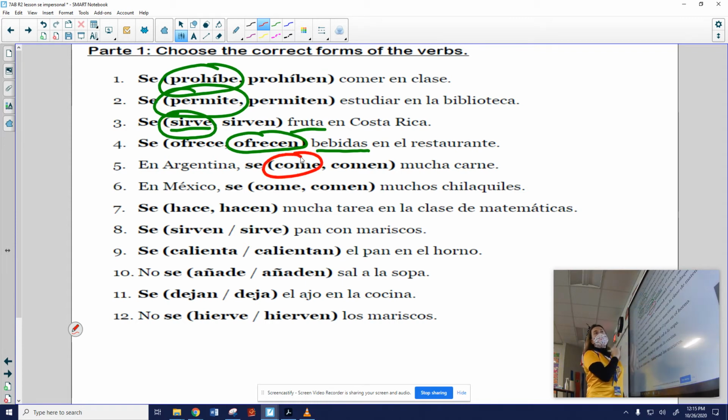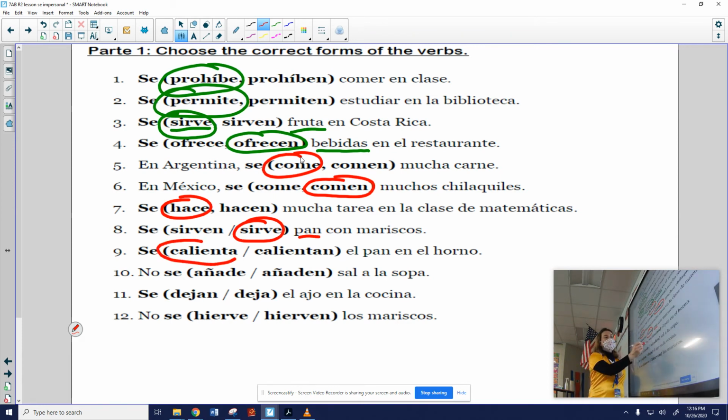Se come mucha carne. They eat a lot of meat. Se comen muchos chilaquiles. This is a common dish in Mexico. They use day-old tortillas. It's kind of like an enchilada type thing. As far as I know, I haven't eaten them much. Se hace mucha tarea. They do a lot of homework. Se sirve pan, because pan is singular. Bread is served with seafood. Seafood is plural, but don't let that trick you. It's the bread that is served.